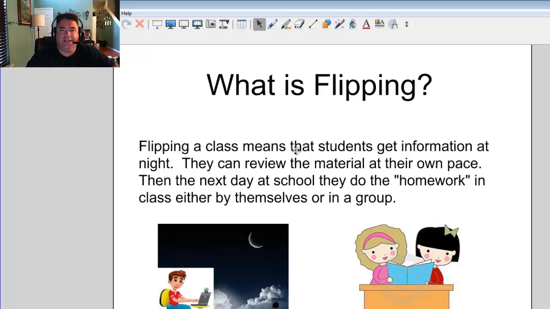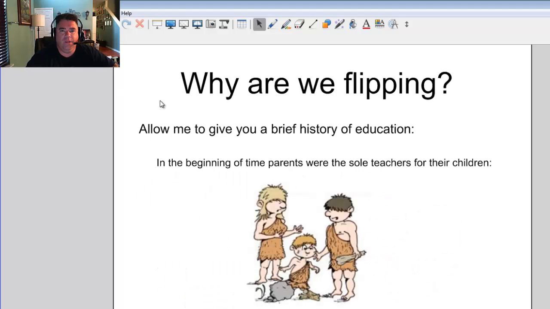So flipping a class means that students get information at night. They can review the material at their own pace. Then the next day at school they do the homework in class either by themselves or in a group. Now why are we flipping? Well, I'm going to give you a very brief history in education.